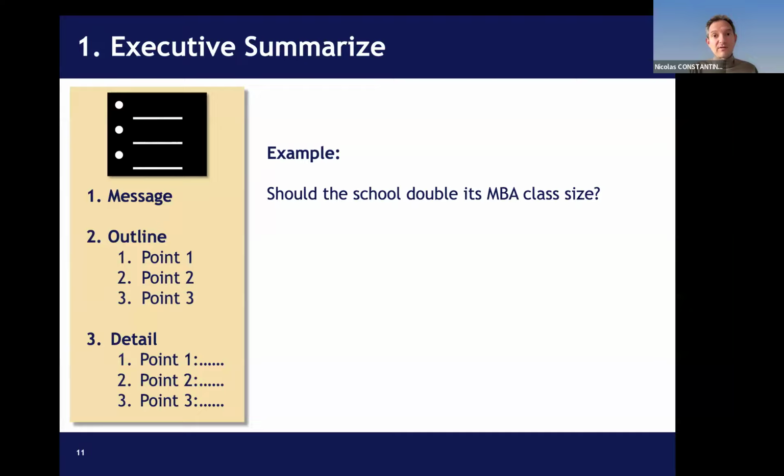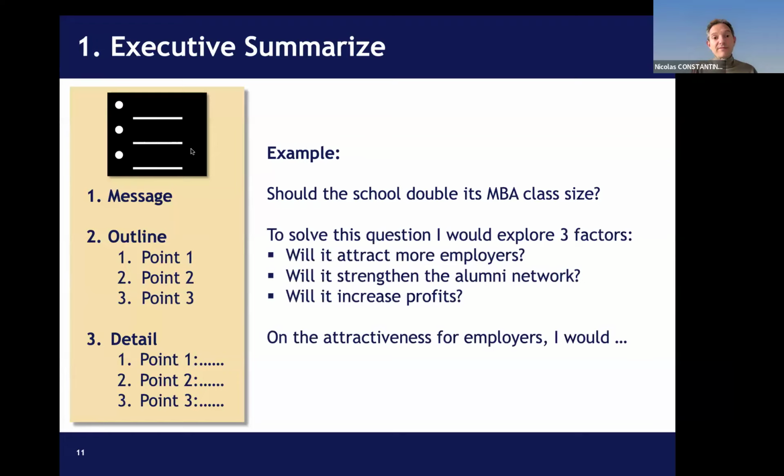So on the attractiveness to employers, I would want to explore blah, blah, blah. On whether it will increase the strength of the alumni network, I'd want to explore blah, blah, blah, and so on. So what I've done is I've given a clear roadmap of what I'm going to talk about before I launch into the detail. Okay, that's the technique of executive summarizing.